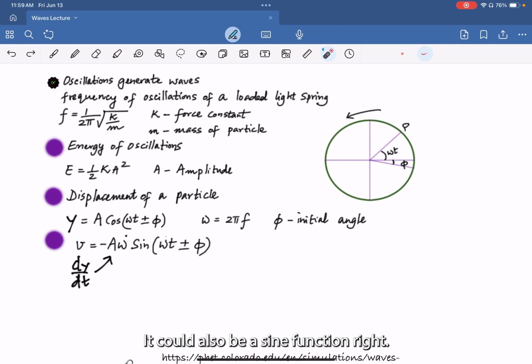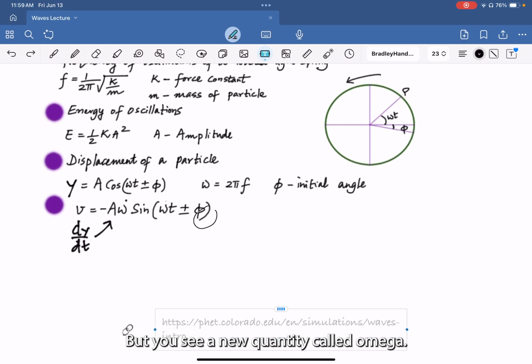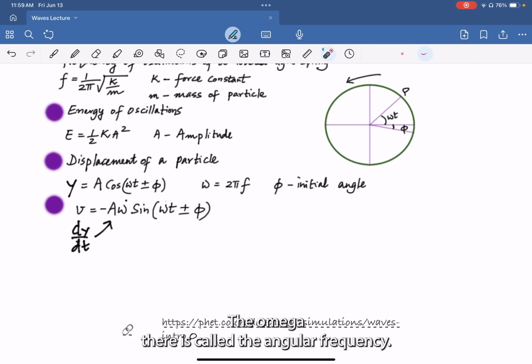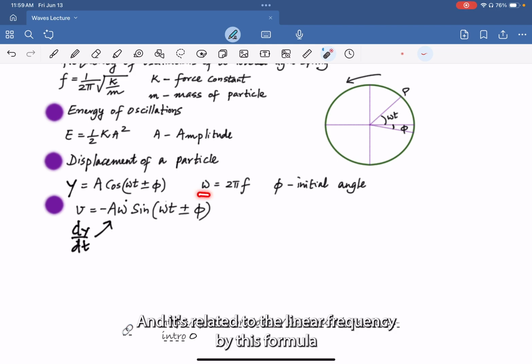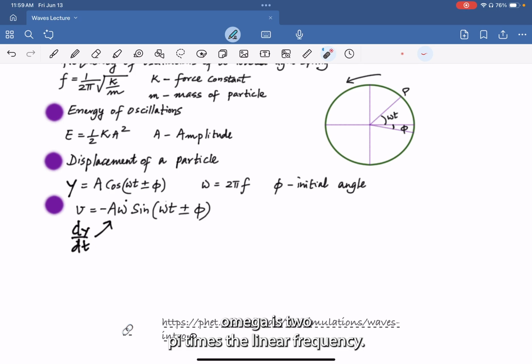It could also be a sine function, right? We'll get to all those details later. But you see a new quantity called omega. The omega there is called the angular frequency, and it's related to the linear frequency by this formula. Omega is 2 pi times the linear frequency.